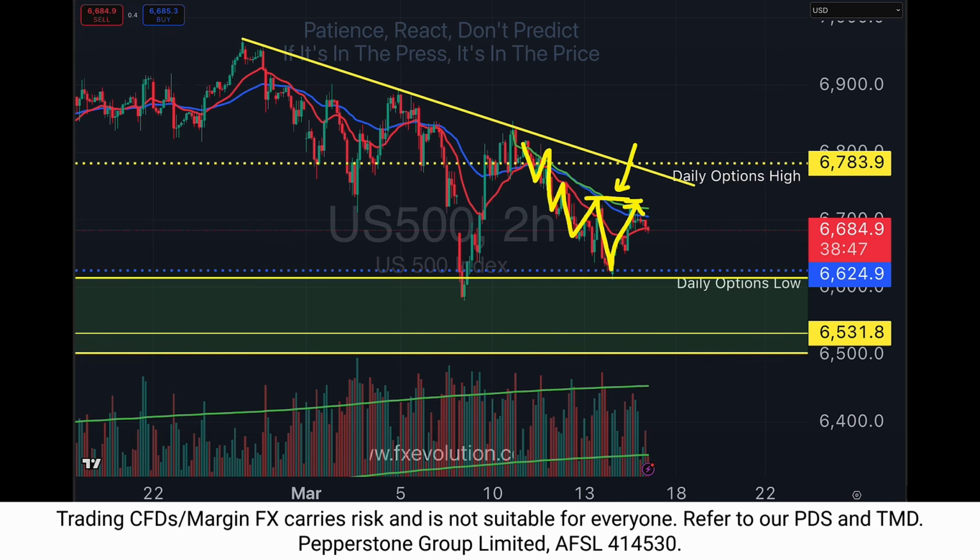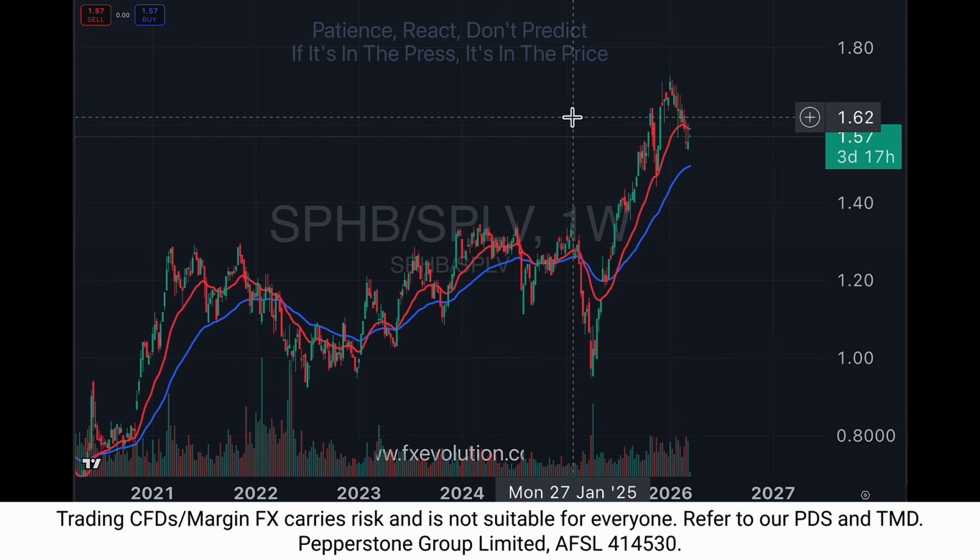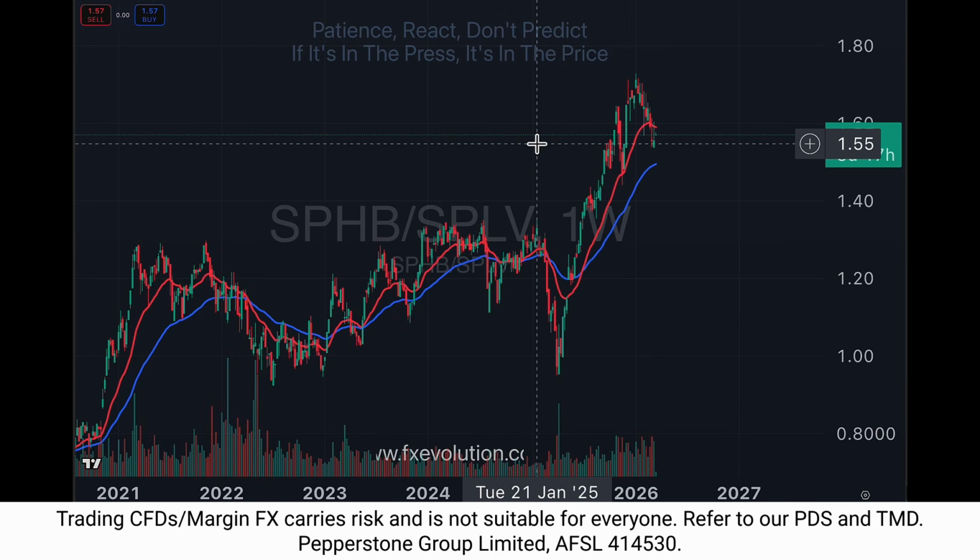But what about the lead indicators? Are we starting to see signs of weakness in some of those? Well, first up, let's have a look at high beta versus low beta. And it's pretty clear that this market is starting to show some issues there as well.